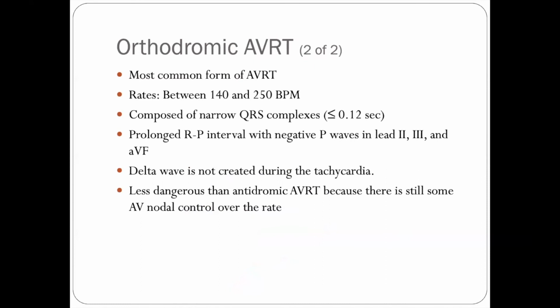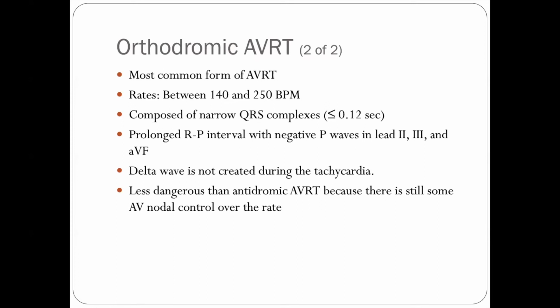The QRS complexes tend to be narrow and under 0.12 seconds because as you start moving faster and the sympathetic system starts to engage, remember that in the AV node, it speeds the conduction through the AV node. So there really isn't time for that delta wave to form before the QRS complex is initiated. There is kind of a prolonged R to P interval with negative P waves in leads 2, 3, and AVF. And note that that is a prolonged R to P interval.